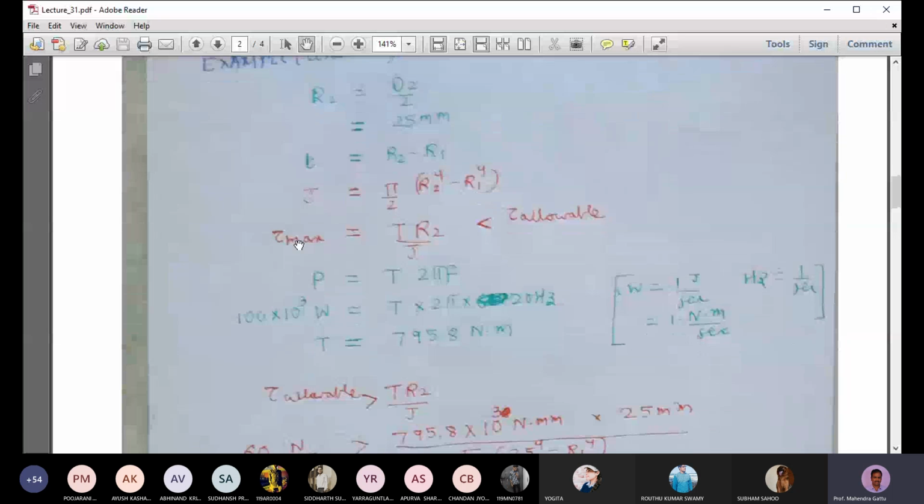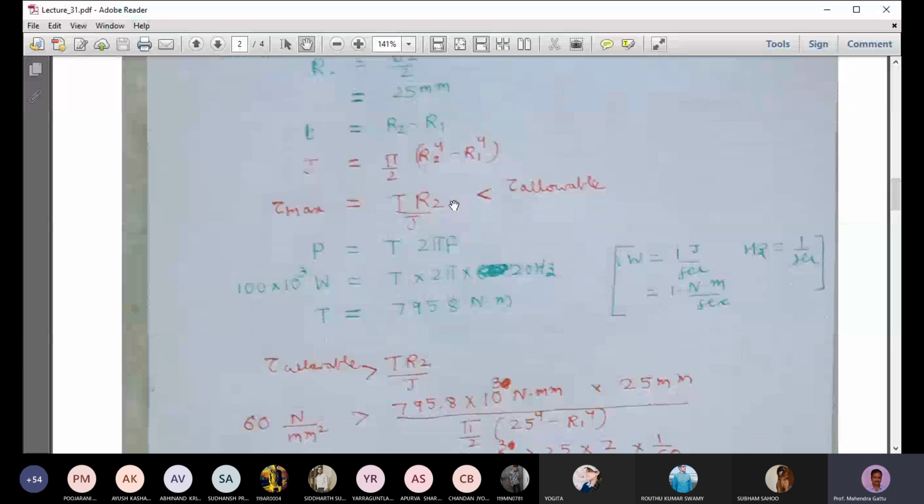So we can calculate the tau maximum, that is the maximum shear stress, which will occur in the outer circumference, that is TR by J. So outer radius is R2, so TR2 by J. It should be less than the tau allowable stress. So we have to find out what is the T.